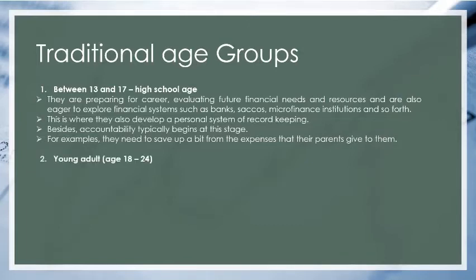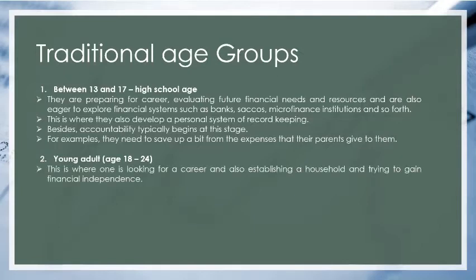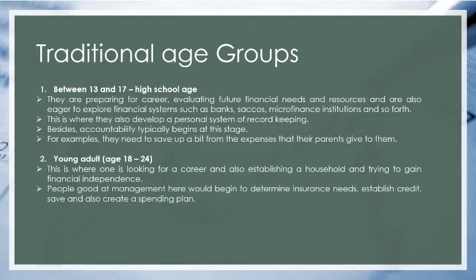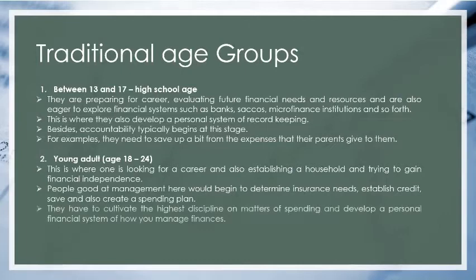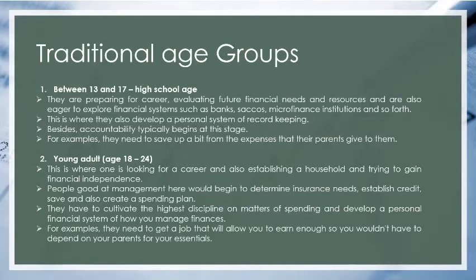2. Young adult, age 18 to 24. This is where one is looking for a career, establishing a household and trying to gain financial independence. People good at management here would begin to determine insurance needs, establish credit, save and also create a spending plan. They have to cultivate the highest discipline on matters of spending and develop a personal financial system of how to manage finances. For examples, they need to get a job that will allow them to earn enough so they wouldn't have to depend on their parents for their essentials.